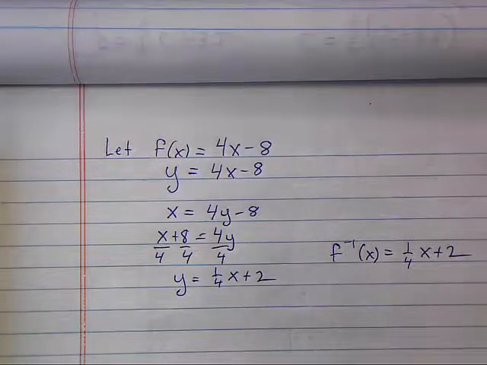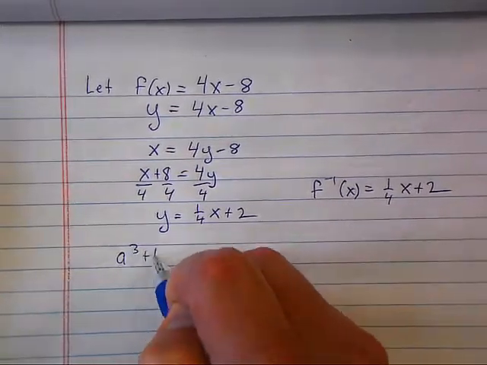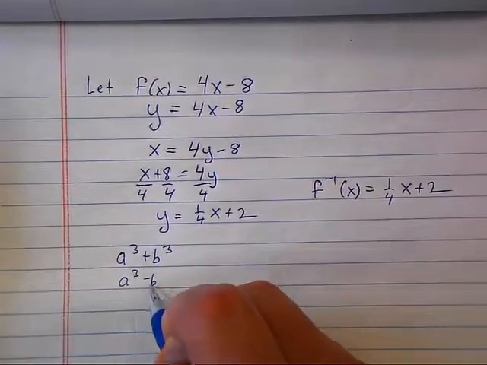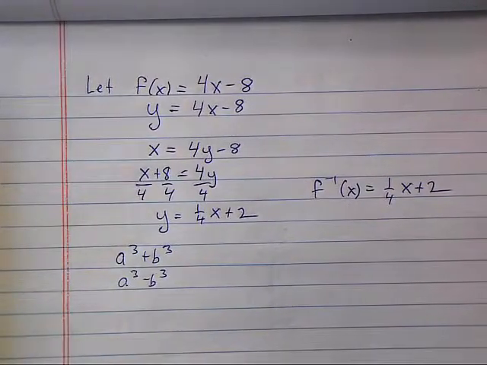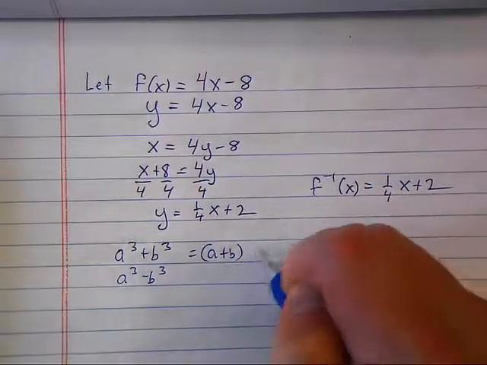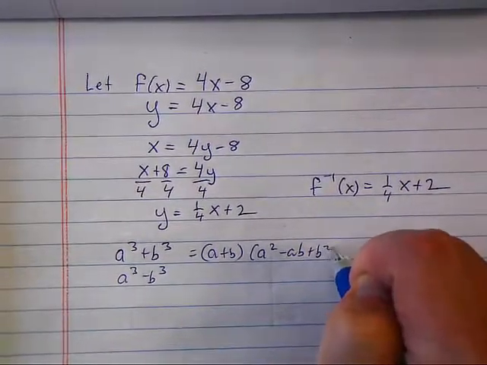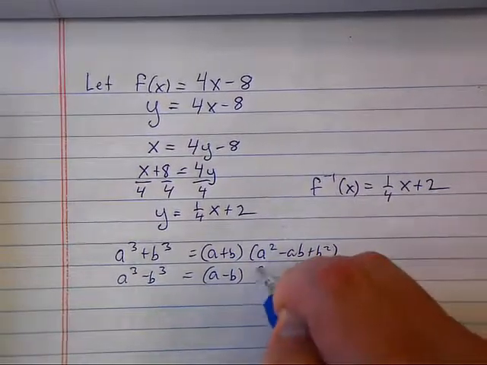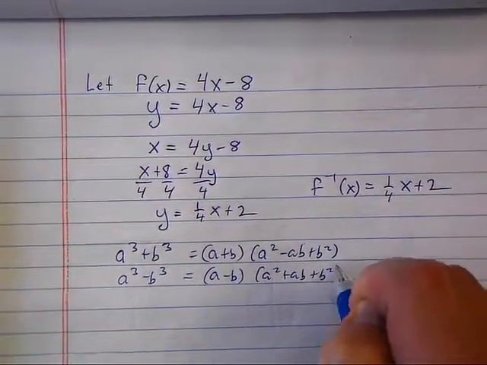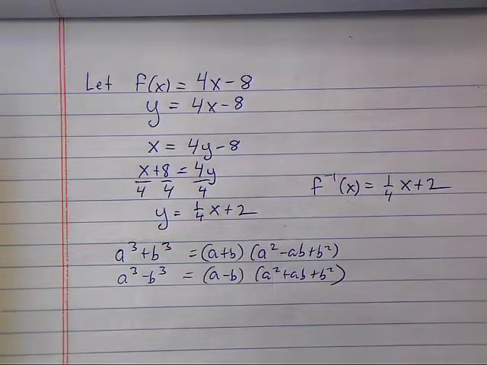On the test, will you give formulas on this? Well, there's not really a formula here. For 6.5 and 6.6? You mean this formula and that formula? Those formulas will be given to you on the test. You do not need to memorize those two formulas. This one was a plus b times a squared minus ab plus b squared, and this one was a minus b times a squared plus ab plus b squared. I will give those two formulas to you on the test. You do not need to memorize them.